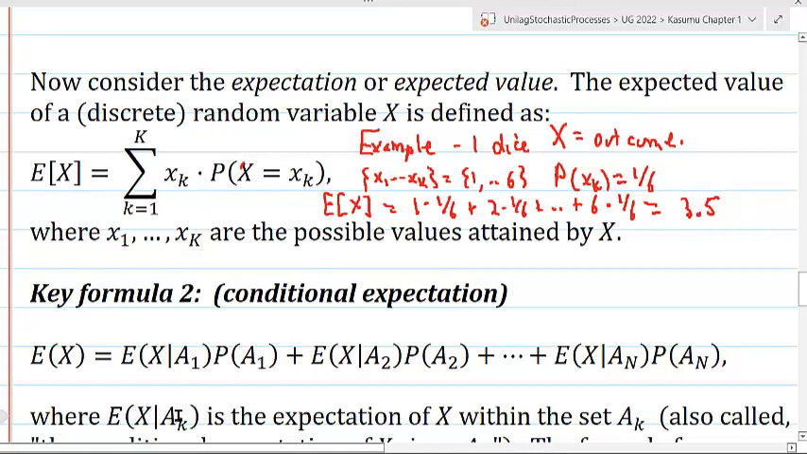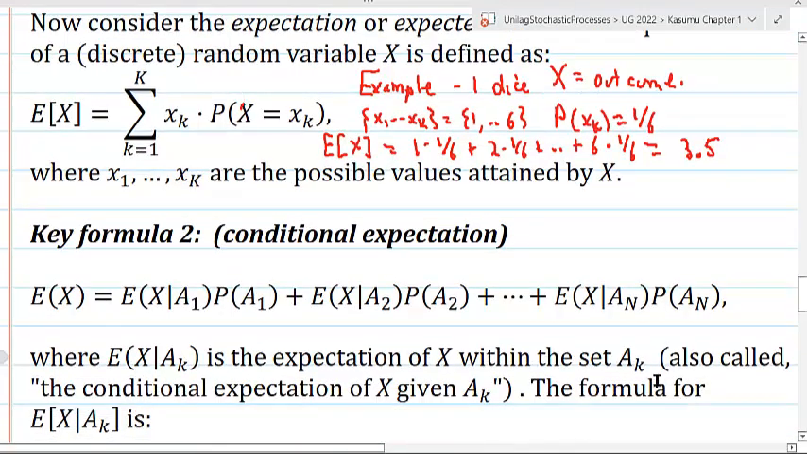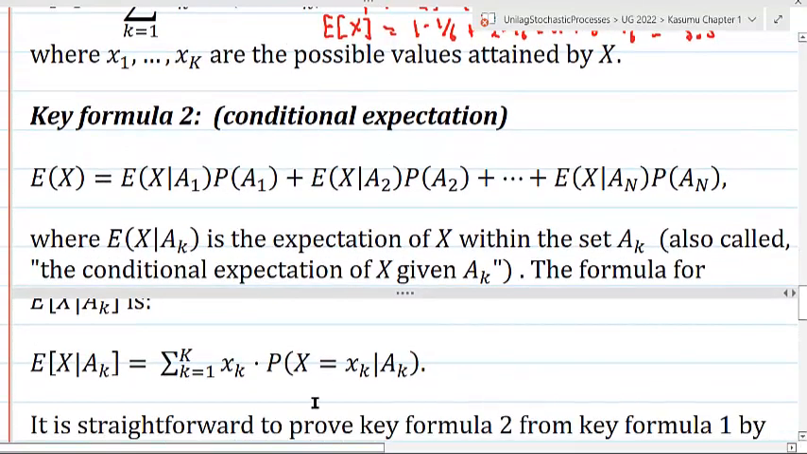Now what does E of X given Ak mean? That's the expectation of X within the set Ak. In other words, it's the expected value of X restricting the sample space to the set Ak. The formula for X given Ak is as follows. The expectation of X given Ak is the sum from k equals 1 to K of the values of xk times the probability that X takes that value, but you're restricting the probability to the event Ak.